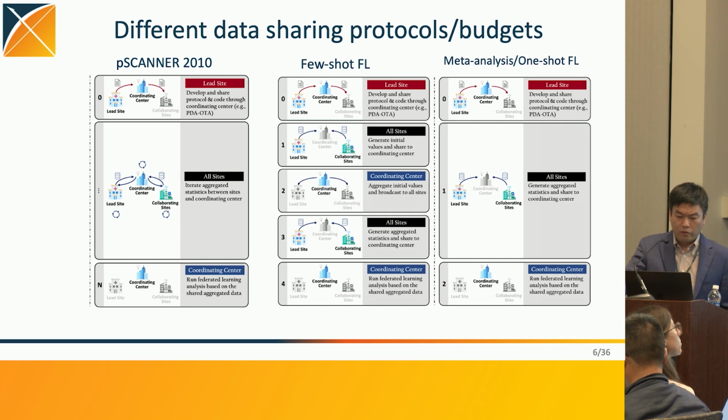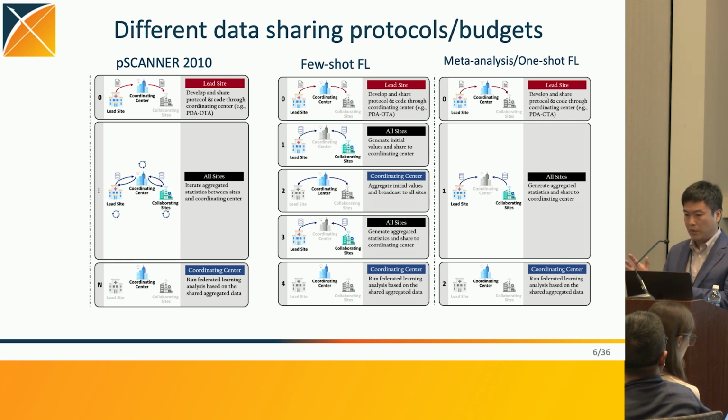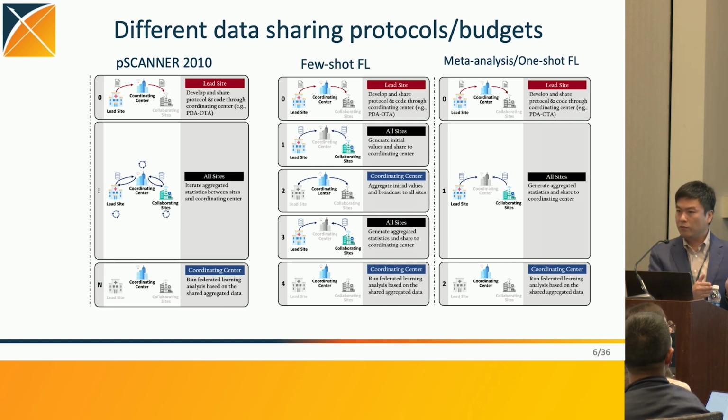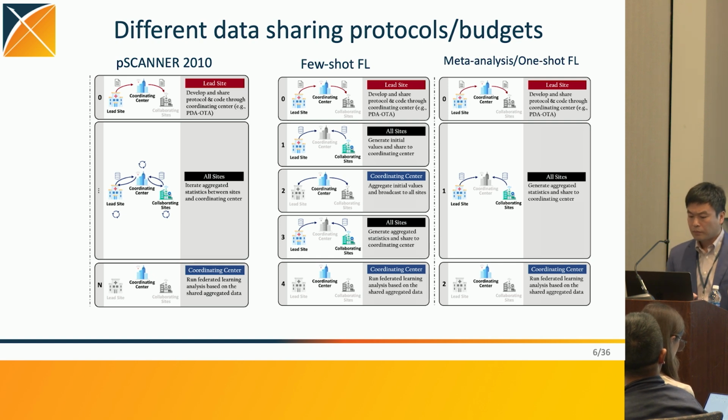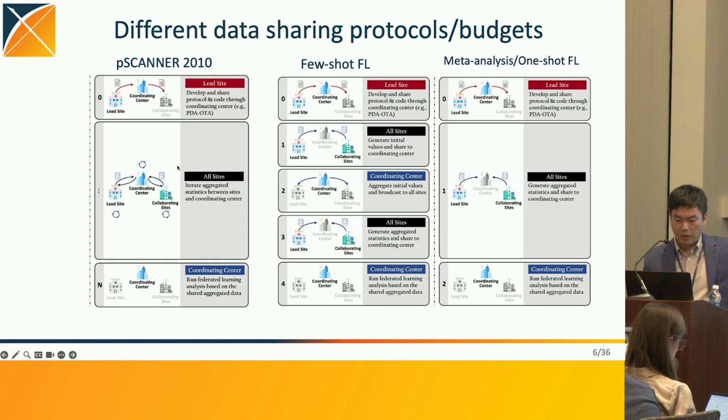The other framework is few-shot federated learning. In computer science, few-shot means few samples, but here it means a few shots of communication, so it only takes a few rounds of communication. Later, I will show you that even this runs into some synchronization and scalability issues. But there is a lot of work on making iterative federated learning take only a few rounds of communication.